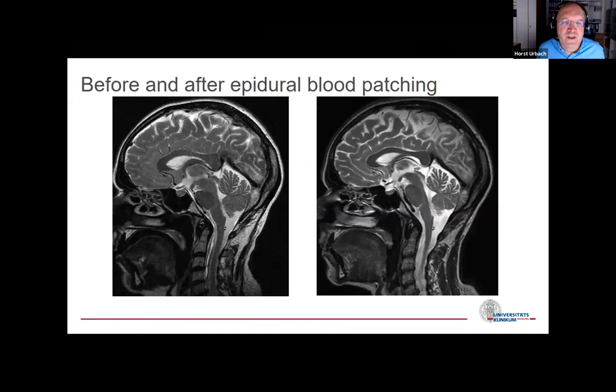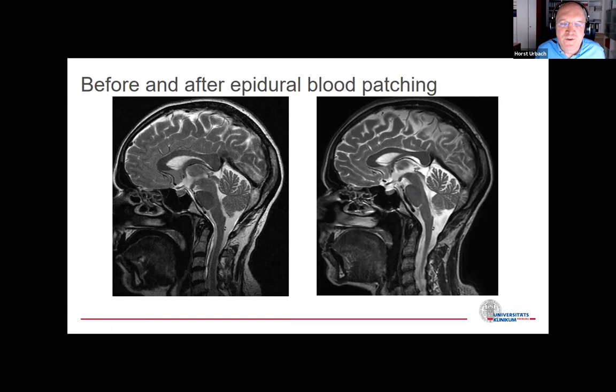So this is a patient, sagittal T2 weighted scan before and after treatment with the epidural blood patch. And what you can see, there is a small distance between the optic nerve and the pituitary gland, and after treatment, that is a large distance between the optic nerve and the pituitary gland. You see also a large distance between the mammillary body and the upper surface of the pons after treatment compared to the situation before. Then you see a longitudinal spinal fluid collection between the clivus and the pons that has gone after treatment. These are all signs of SIH that can be reversed with treatment.